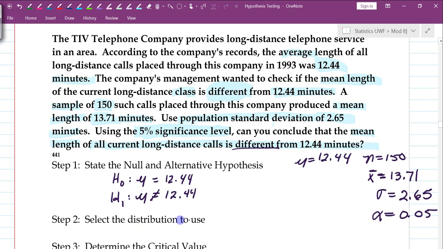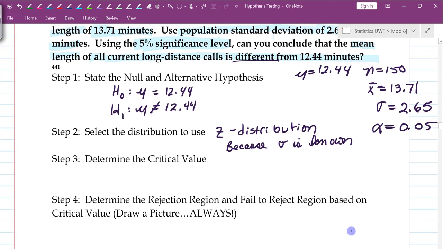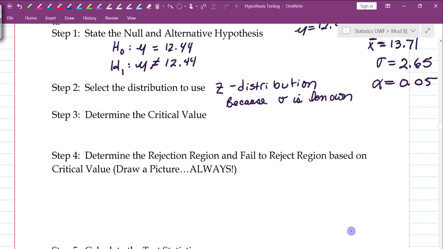Then it says select the distribution to use. I'm going to be on the Z distribution, standard normal, because sigma is known. Okay? Now it says determine the critical value. In order to do that, I kind of start working on step 4. So step 4 looks like this.